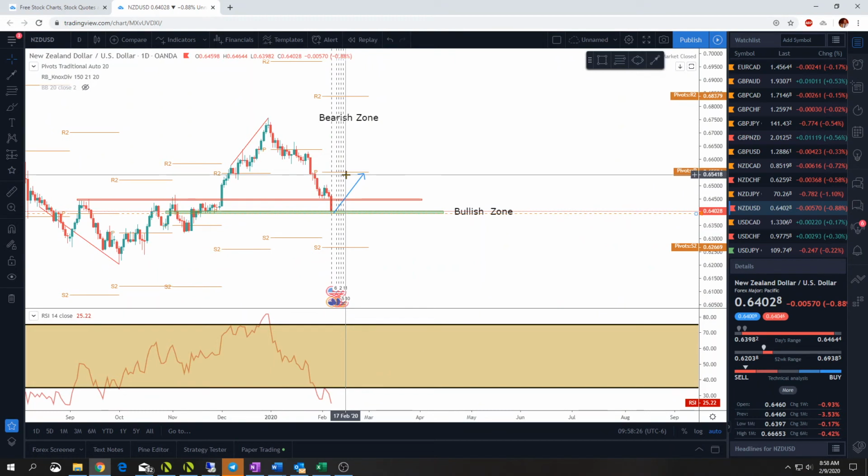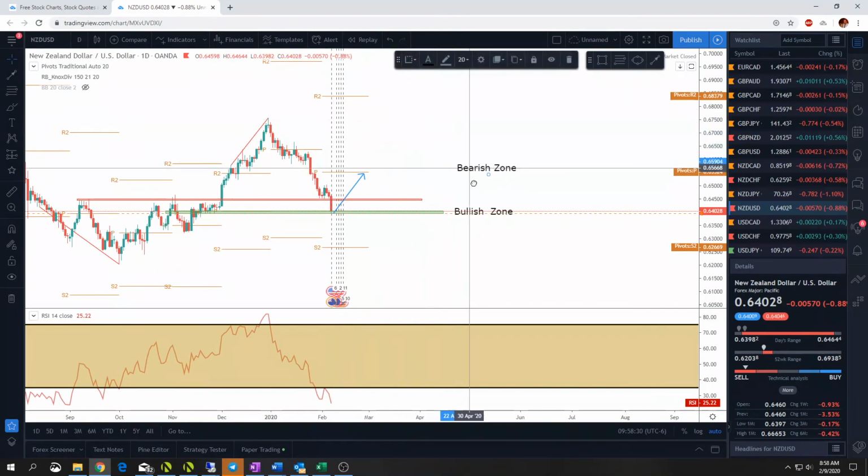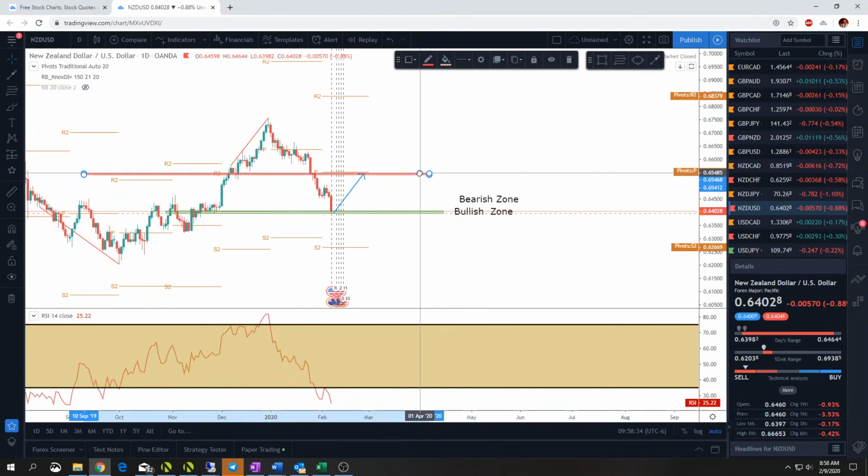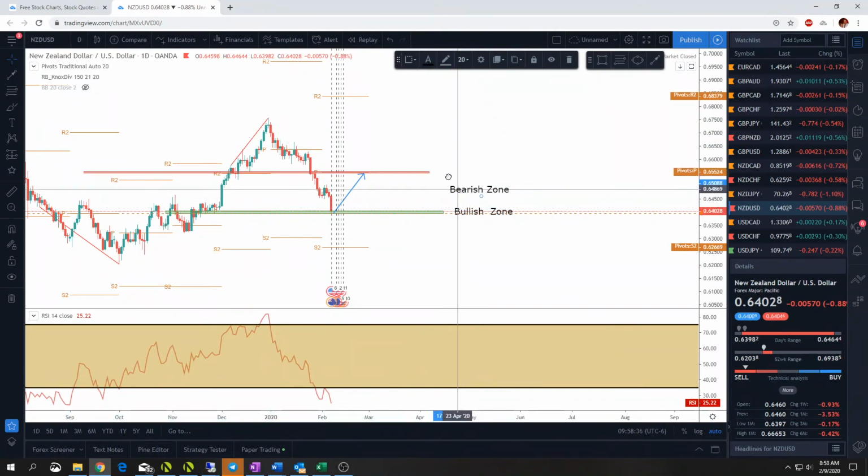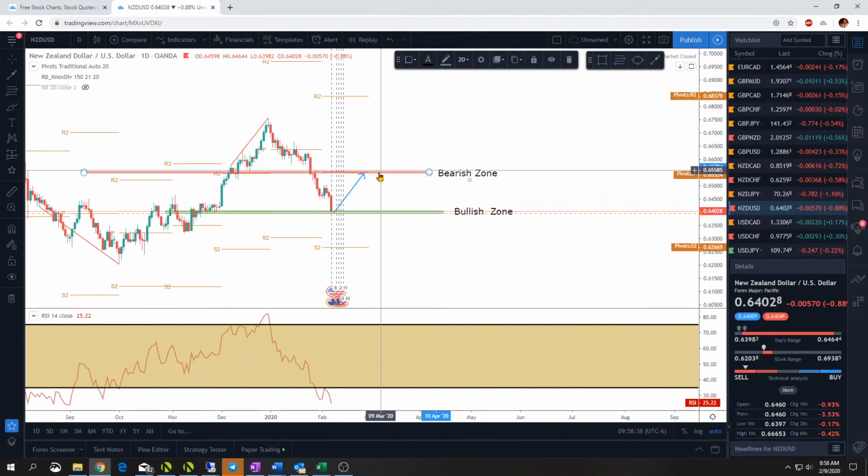Did the dollar overshoot last week? Is the New Zealand dollar coming back? I don't know. So I like this. If anything, it's a good sell from this missed pivot if this feels too risky for you. But I want to see what we get right out of the gate on this pair.